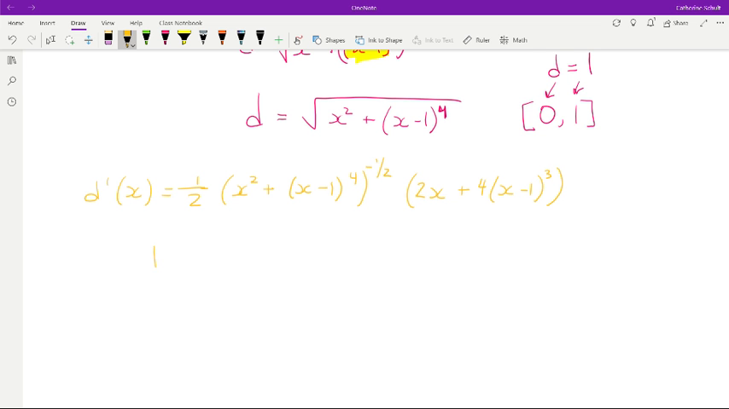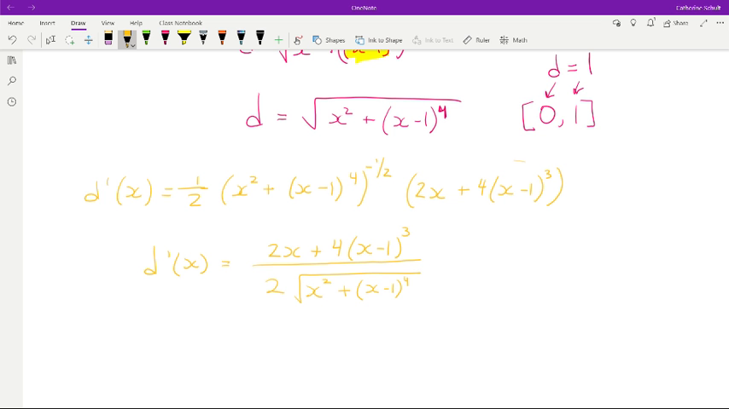Okay, so just to clean it up so we know where the undefined parts are, where the zeros are. This last thing we wrote is the only thing in the numerator. And the denominator is the 2, and then the square root of x squared plus x minus 1 to the 4th.